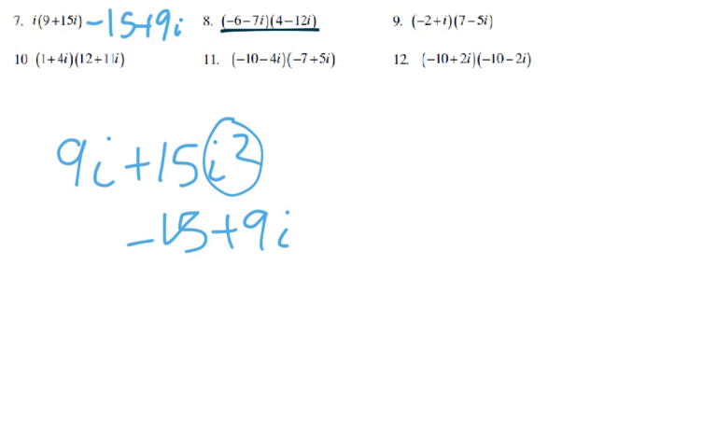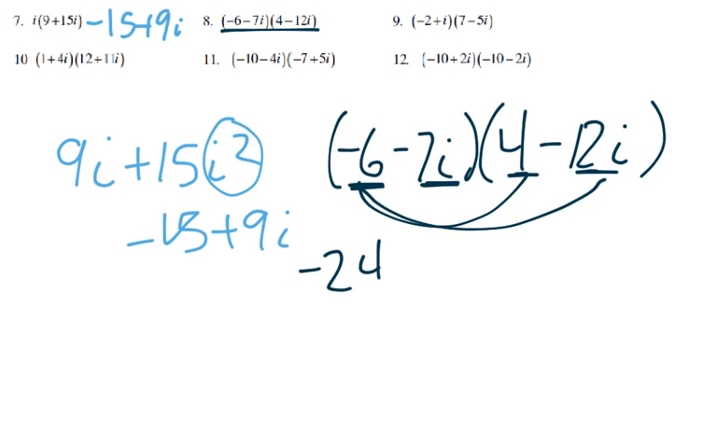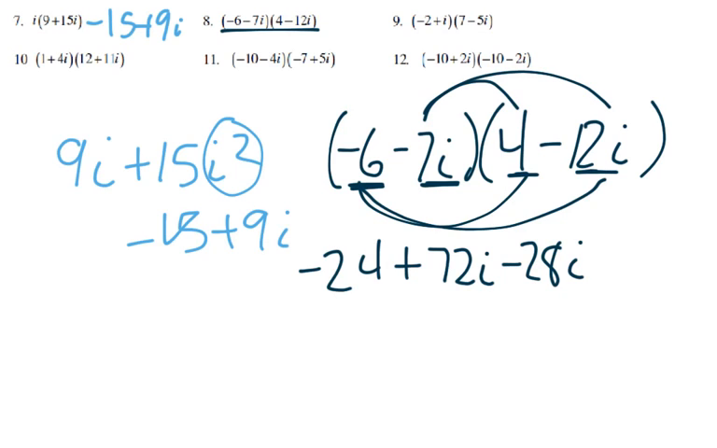Okay, number 8, now we're going to deal with two binomials essentially. So this is FOIL, or just each of these pieces have to multiply by each of those. So negative 6 and 4, negative 24, negative 6 and negative 12, positive 72i, negative 7 and 4, negative 28i, negative 7 and negative 12, positive 84i squared. That i squared makes that 84 negative.